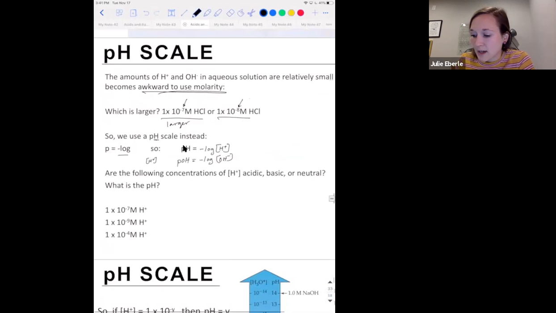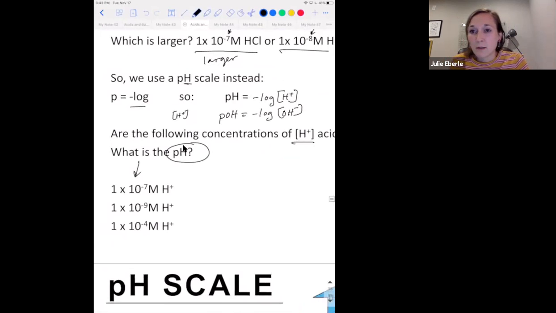Okay, so you can do it for anything. So let's actually practice doing this. What are the following concentrations of H plus? Are they acidic, basic, or neutral? For these right here, and what is the pH? So let's do the first one together. 1 times 10 to the minus 7. If that's our concentration for H plus, is this acidic, basic, or neutral?